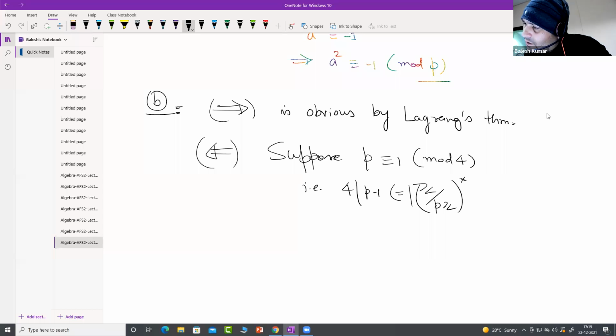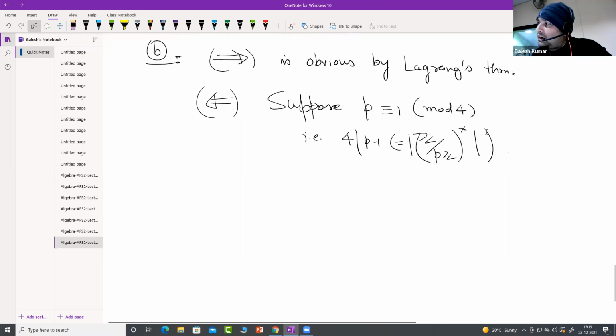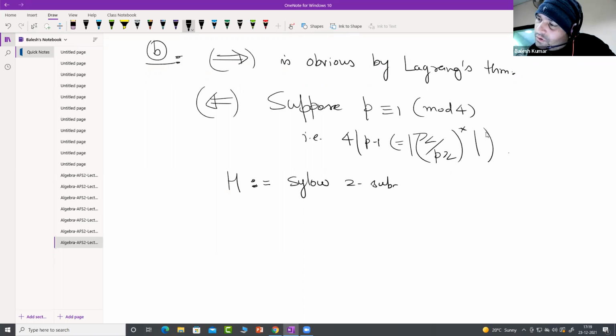And so we can talk about the so-called Sylow p subgroups, and here we can talk of the Sylow 2 subgroup, and let H be the Sylow 2 subgroup of Z mod pZ star.